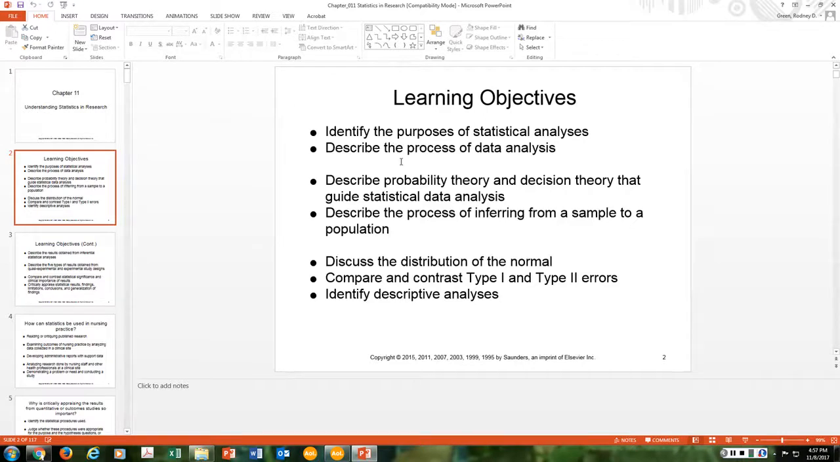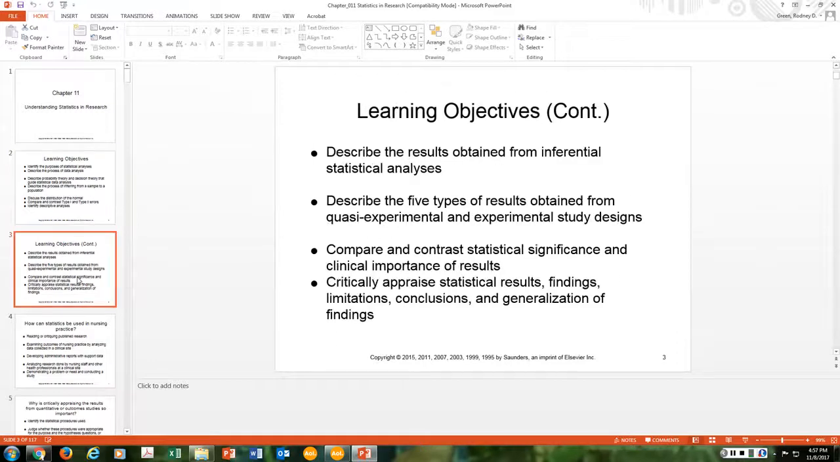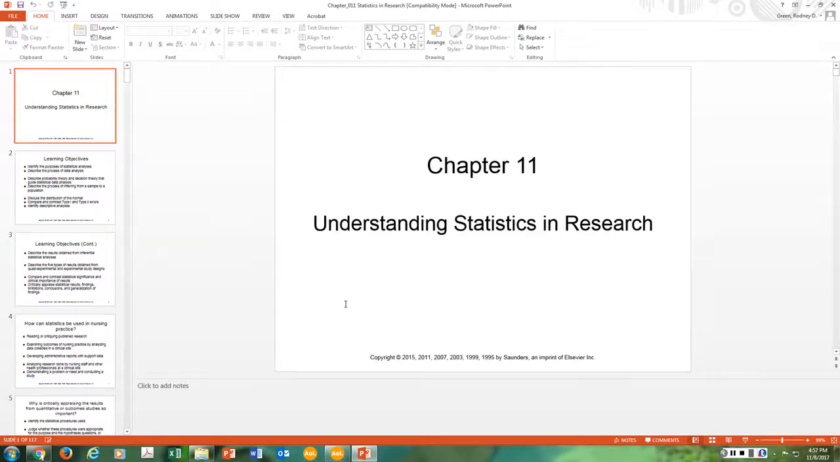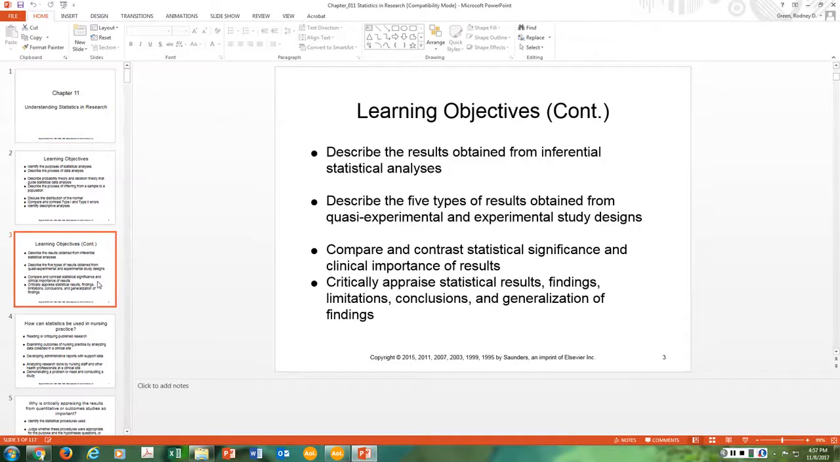purposes, process, probability theory, normal curve, type 1, type 2 errors, describing the results from inferential analysis, the 5 types of results obtained from different studies, the compare and contrast statistical significance and clinical importance, and what questions should be in your mind when you critically appraise a study for their statistical results, their findings, their limitations, their conclusions, and generalizations of findings.